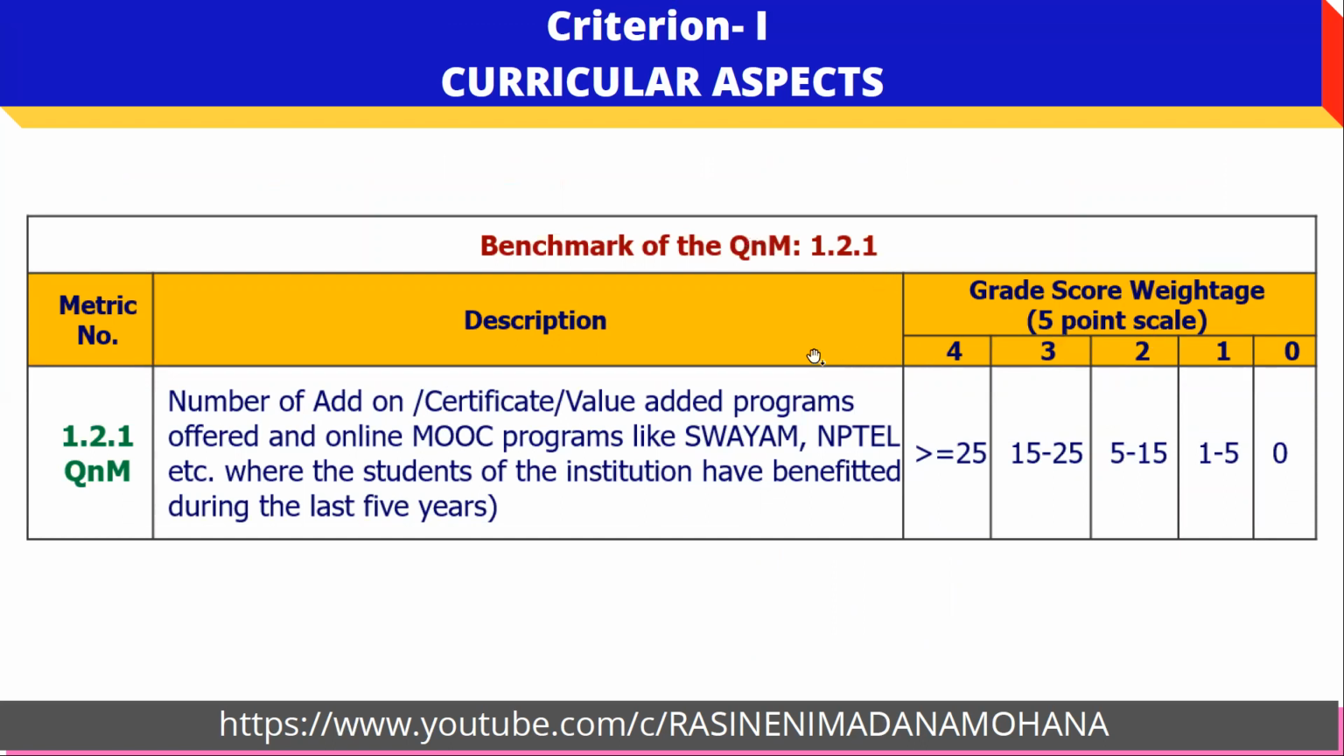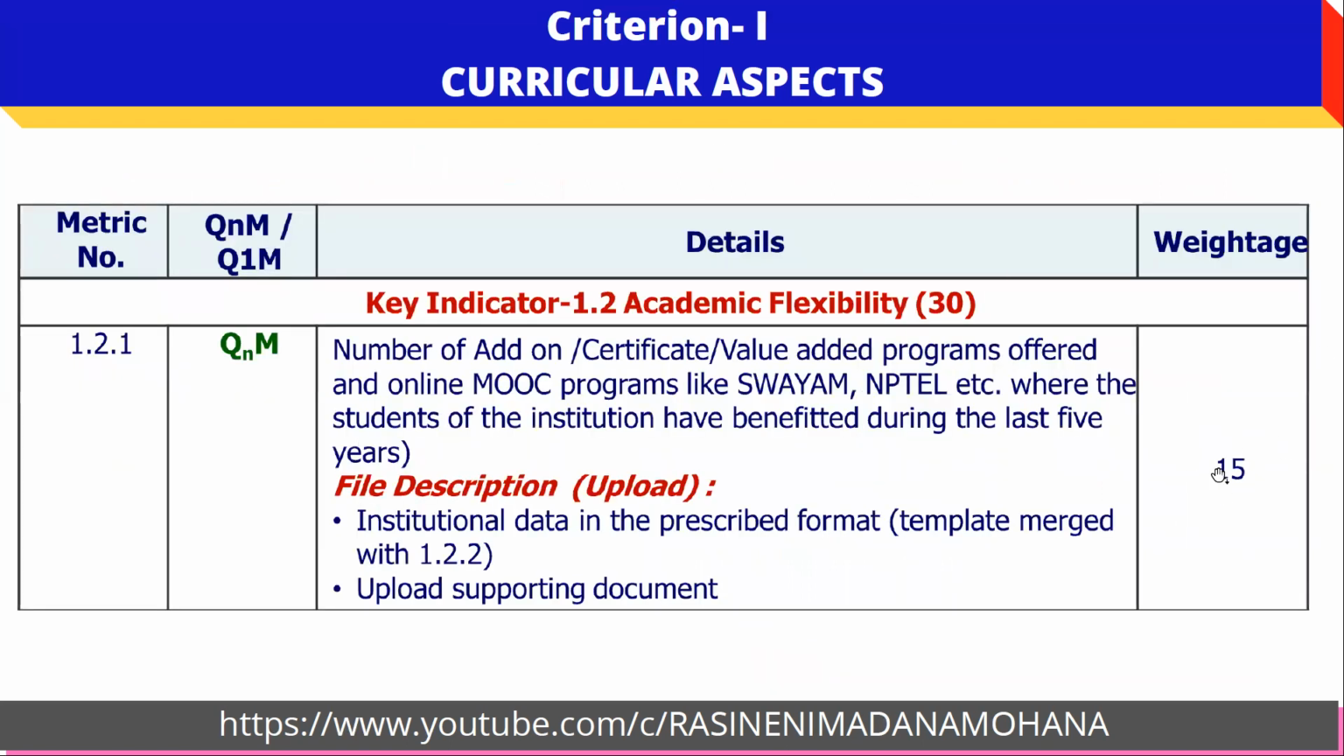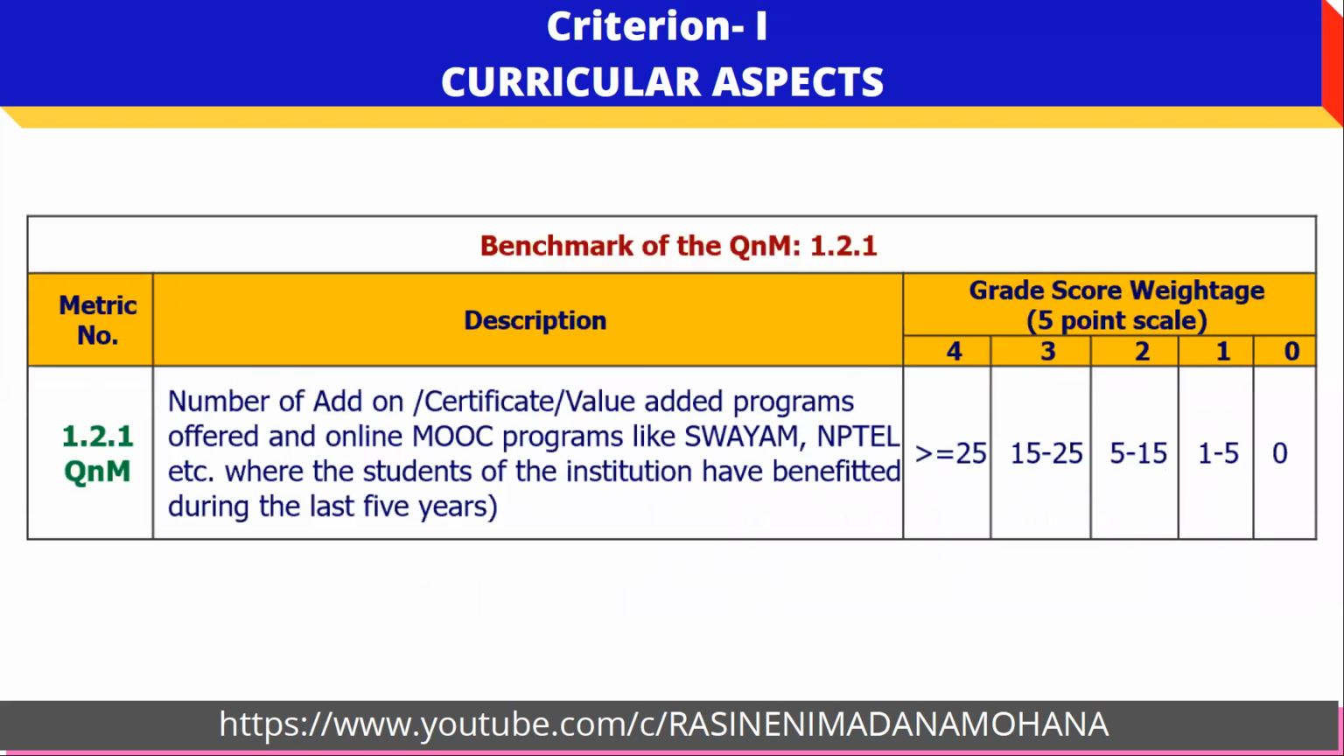Actually, in the entire NAAC, the evaluation is based on the grade point on a 5-point scale. Suppose for 1.2.1, what is the weightage? 15 is the weightage. So out of 15, how will these marks be awarded? Your weightage is 15. The grade score on a 5-point scale is 0, 1, 2, 3, 4. Suppose the grade awarded by NAAC or DVV is 0. The total weightage is 15, 15 into 0, your score is 0.